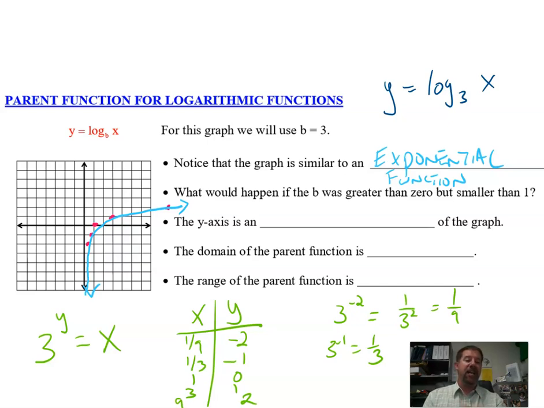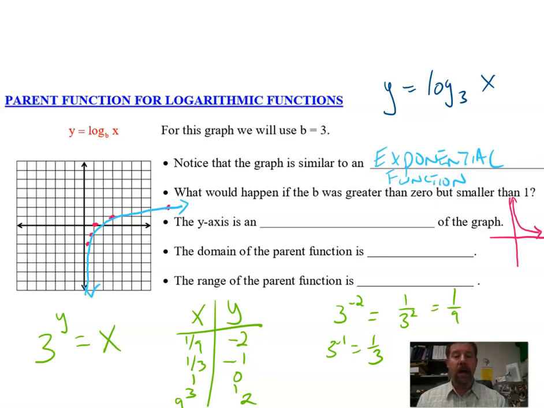Just like if our base changed, right? If our base was bigger than 1, it was exponential growth. And if it was smaller than 1, it was exponential decay and changed directions. So same thing here. The function would just come from the other direction now. Okay? So it would kind of look like that instead. Instead of approaching the y-axis from the bottom, that's going to approach from the top.